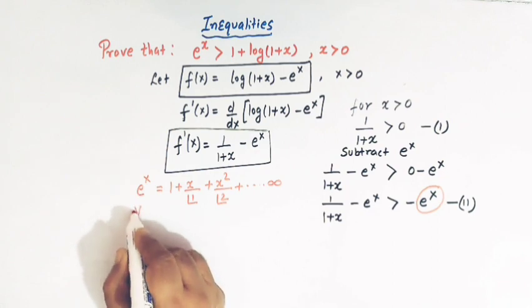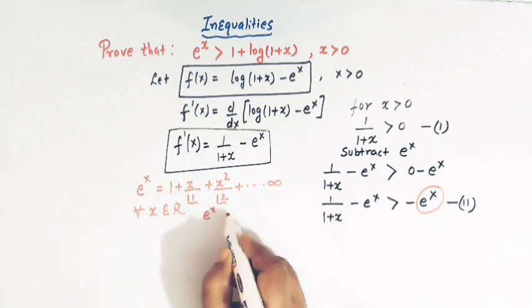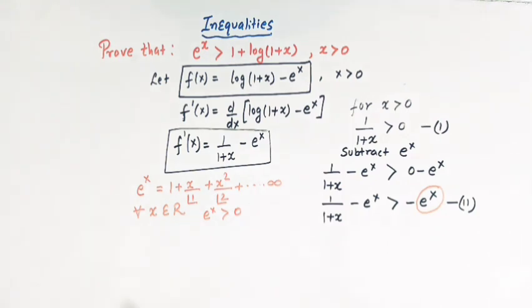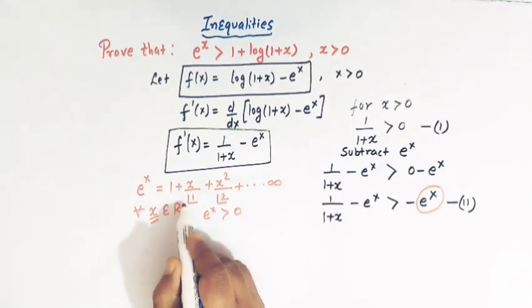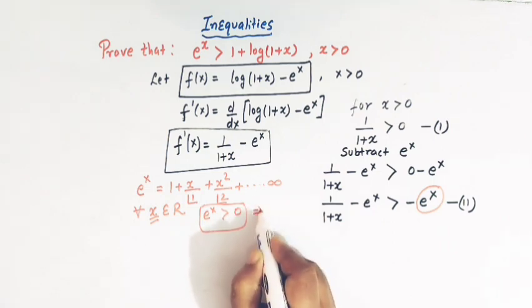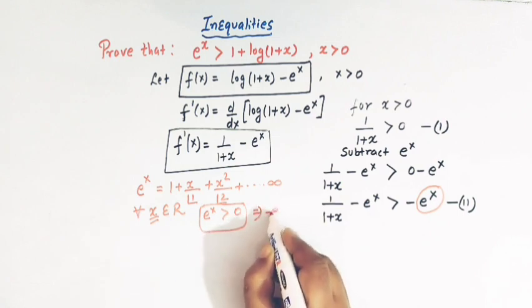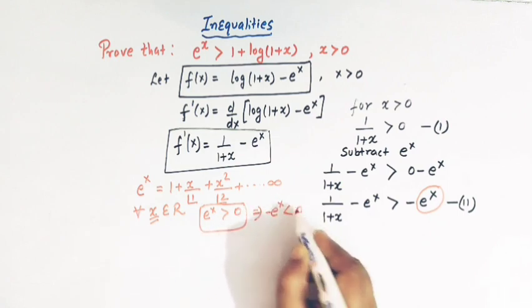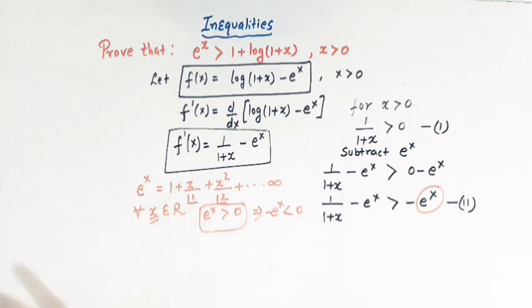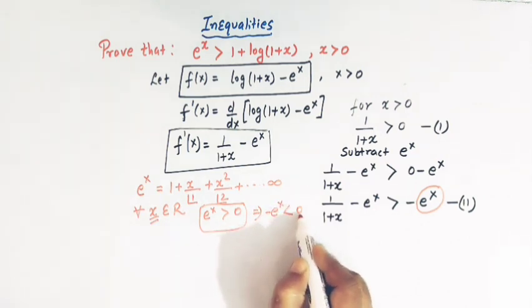And we know that for all values of x belonging to the set of real numbers, e raised to x is always greater than 0, right? So whatever be the value of x belonging to the set of real numbers, e raised to x is always greater than 0. So if we multiply both sides by a negative sign, we have minus e raised to x less than 0, because when we multiply both sides of any inequality by a negative, the direction of the inequality gets reversed. So minus e raised to x is less than 0.